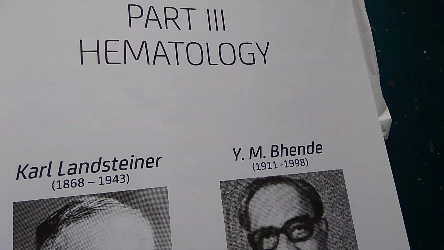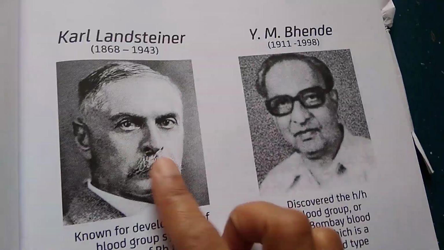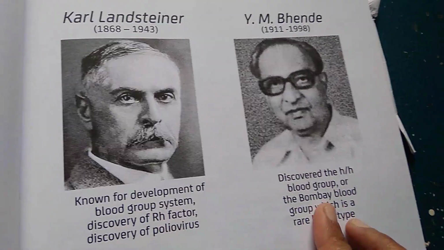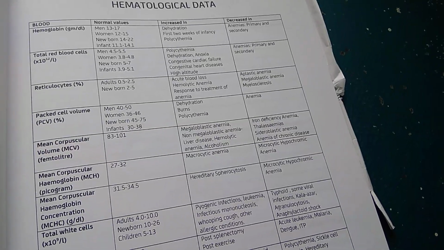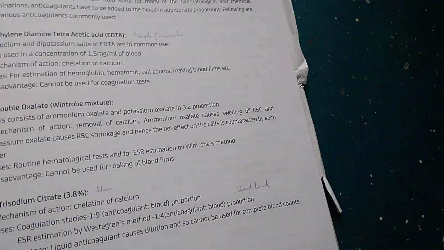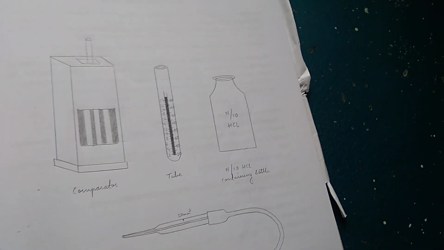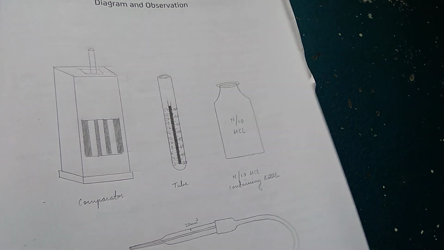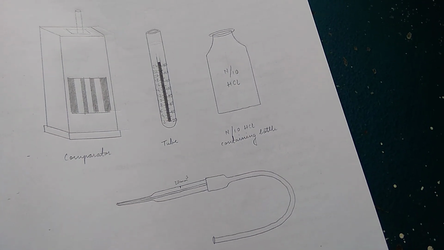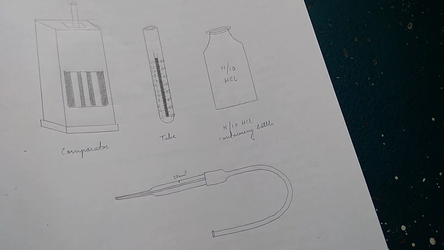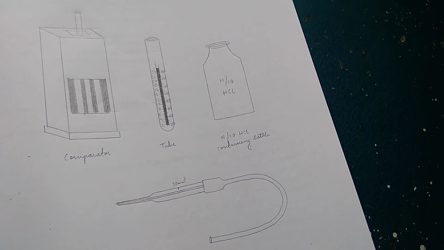Moving to part 3 now, guys, hematology. So Karl Landsteiner, a blood group system, remember? Bombay blood group, Bhendi. How to calculate hemoglobin, guys? This is the, what is the name of this? Hemoglobinometer. Sahli's hemoglobinometer, right?